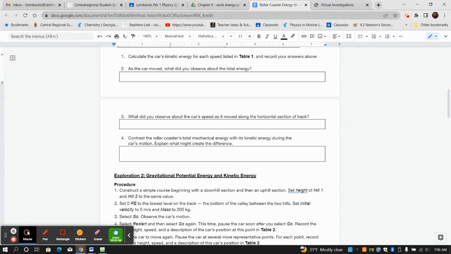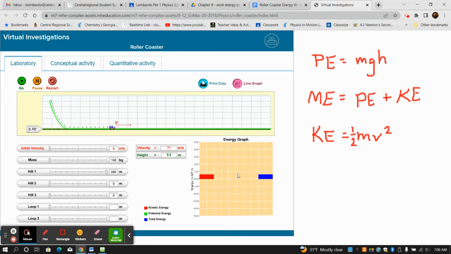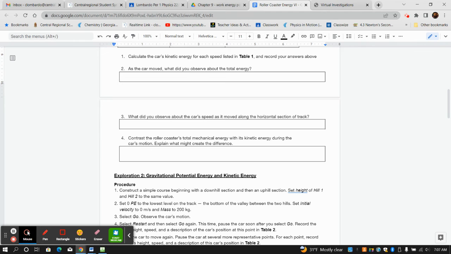Contrast the roller coaster's total mechanical energy with its kinetic energy during the motion. Explain what might create the difference. So the total mechanical energy, the blue, doesn't change, but the kinetic energy did. So as red is going up, what do you notice? The height's decreasing, but what is increasing? Yeah, your velocity. So kinetic energy, yeah, big time, has to deal with our velocity.